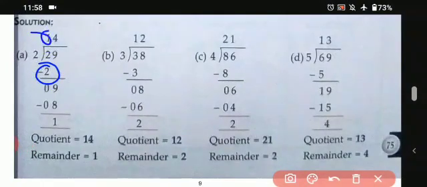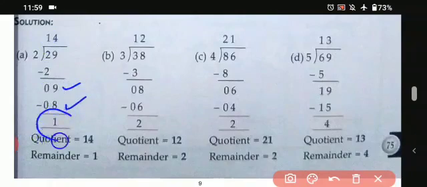And then for the next one, that is the 9 digit: 2 ones are 2, 2 twos are 4, 2 threes are 6, 2 fours are 8. That means 8 is less than 9. So we'll write down 8 here. And when we do the minus, what is the remainder? That is 1. So this is how we have to write it down. The quotient is 14, and the remainder is 1. Okay students, this is how we have done it.